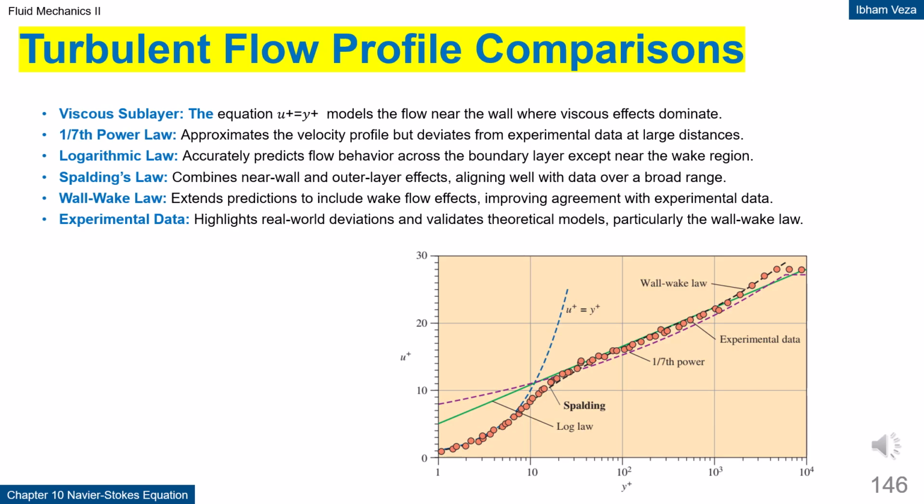Turbulent flow profile comparisons. Turbulent flow profiles are described using several approaches, from the viscous sublayer to the wake region. The relation U+ = Y+ is used very close to the wall, where viscous effects dominate. The 1/7 power law provides a simple approximation, but becomes inaccurate far from the wall. The logarithmic law and Spaulding's law improve predictions over a wider range. The wall-wake law gives the best agreement with experimental data over most of the layer.